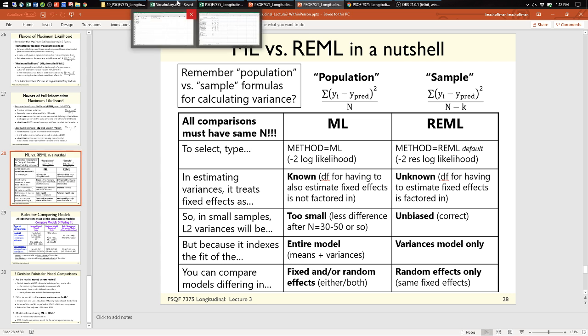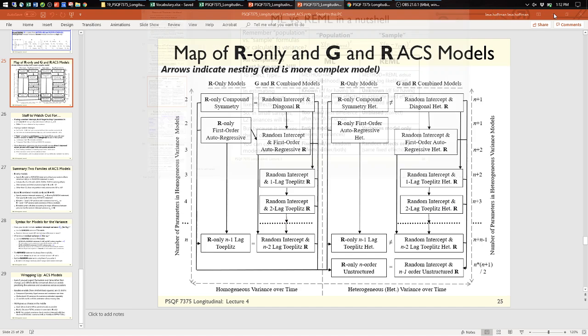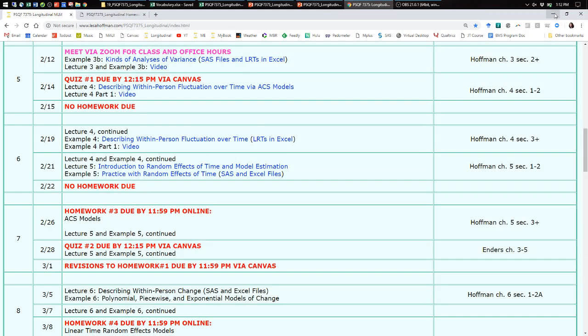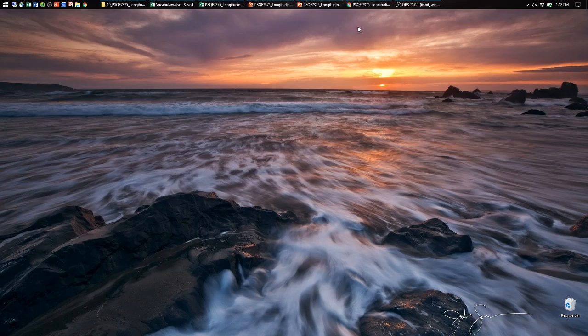All right, other questions? Okay, so that I wanted to make sure we had clear. And then we can talk about PANTS, or alternative covariance structures. That's where we are.